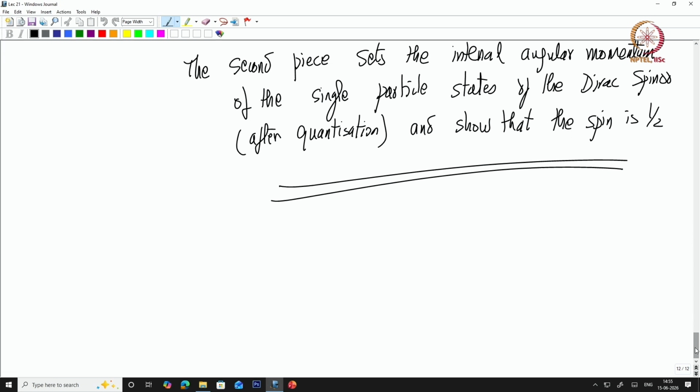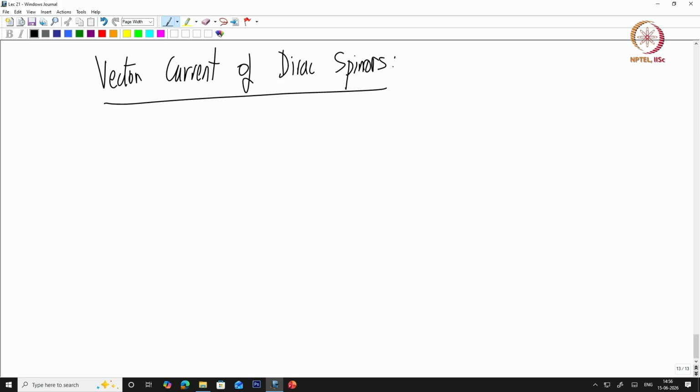Before going further, let us look at a couple more symmetries before going to today's lecture. The first one is the vector symmetry. Let us imagine the vector current of Dirac spinors. The vector spinors we have seen in the bilinear covariants.